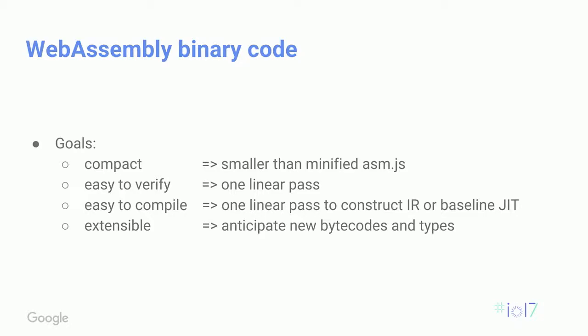The first thing was to be smaller than asm.js. And right now, a WebAssembly module is smaller than the gzipped asm.js equivalent. So it's smaller over the wire. It wanted to be easy to verify.